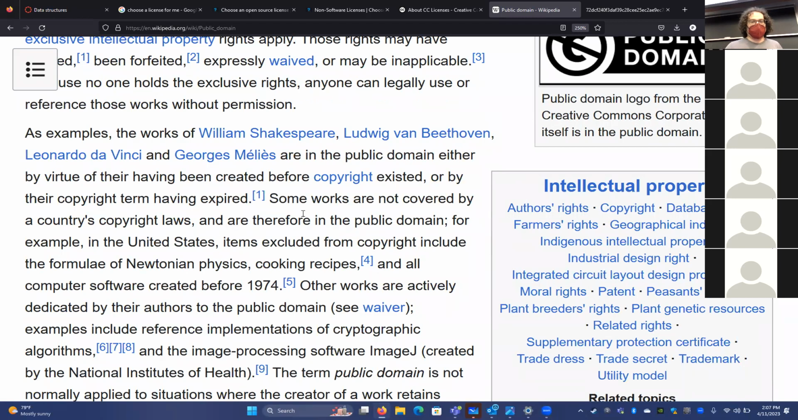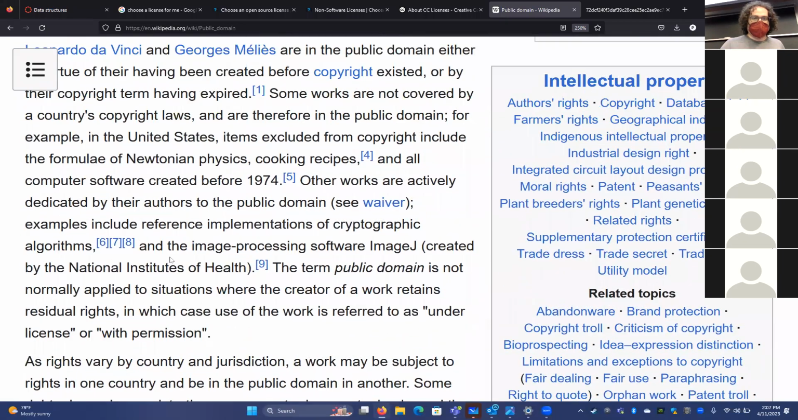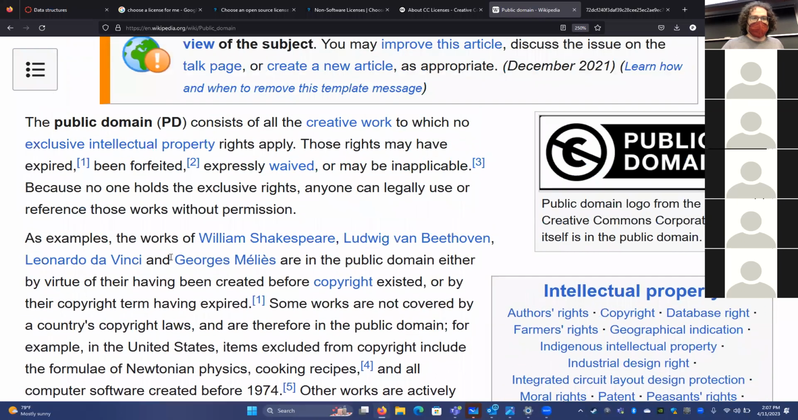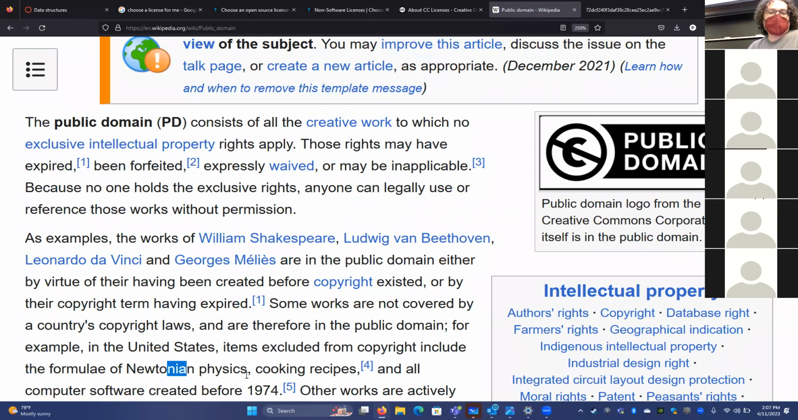So some works are not covered by copyright laws, in the public domain. But the idea here is that these are works where the copyright has expired. So for instance, Shakespeare, Beethoven, Da Vinci, all simply are in the public domain because they have existed since before copyright existed. Some things are excluded from copyright, like formulas and cooking recipes.